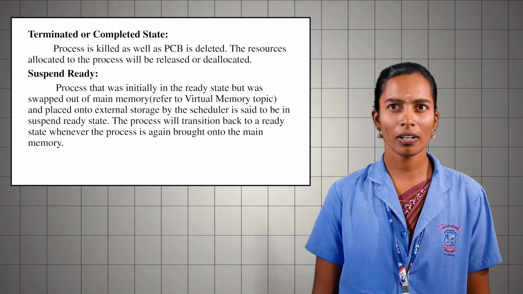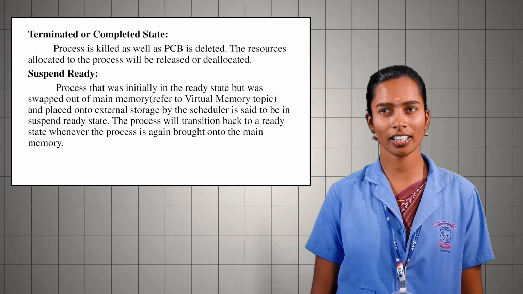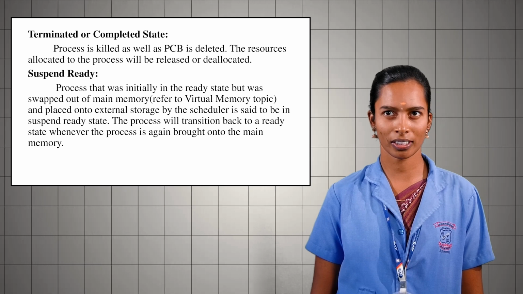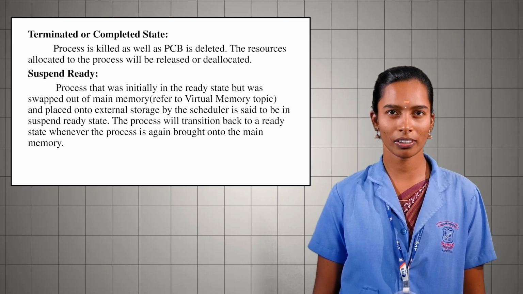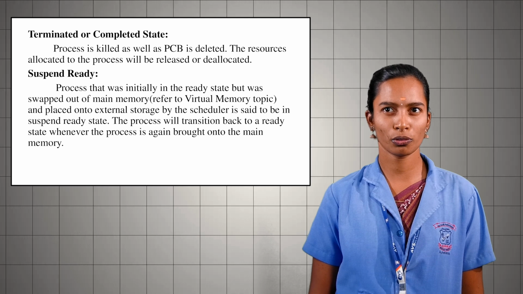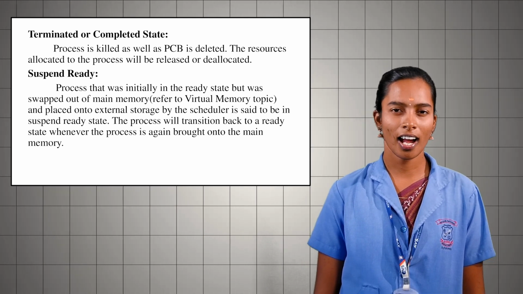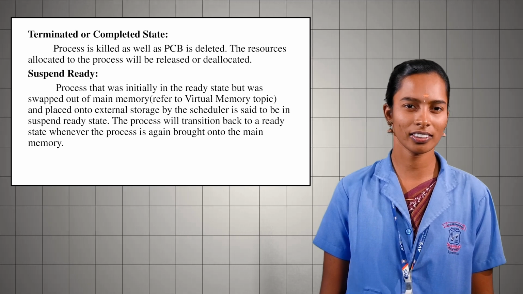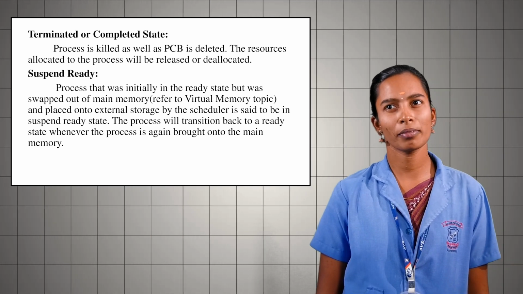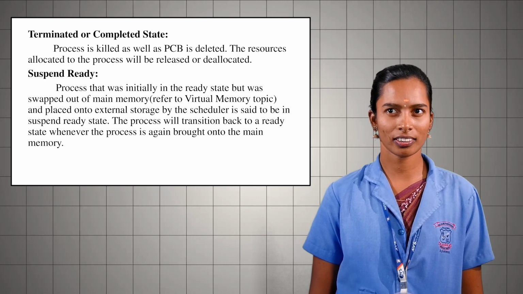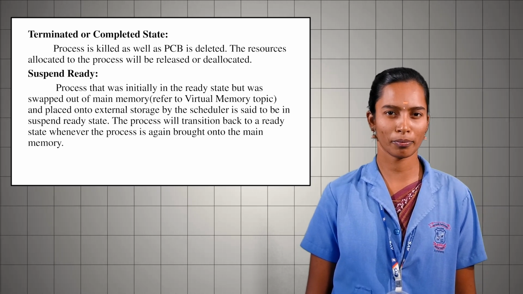Suspended ready. A process that was initially in the ready state but has been swapped out of the main memory, refer to the virtual memory topic, and placed in external storage by the scheduler is in the suspended ready state. The process will transition back to the ready state whenever it gains the main memory again.